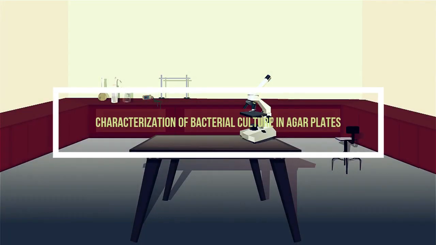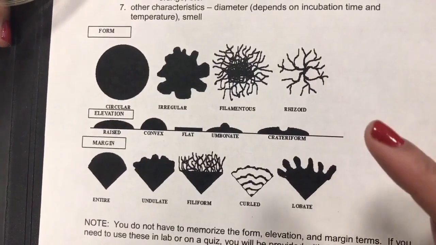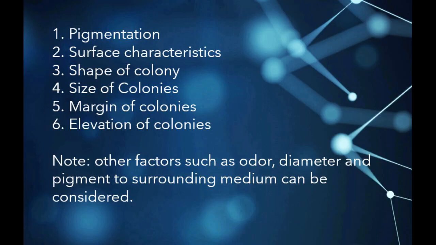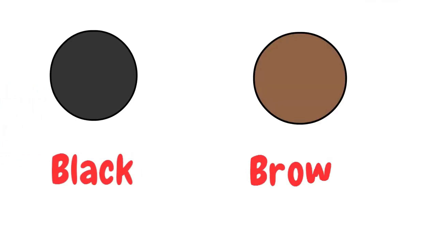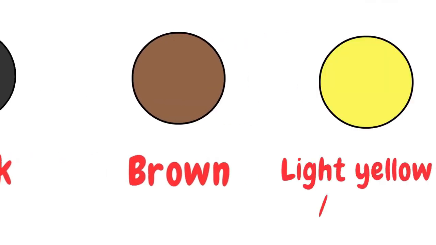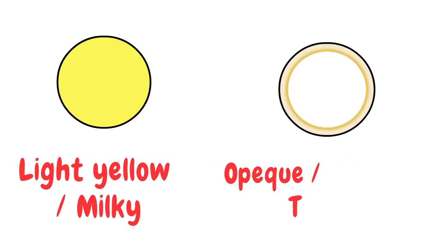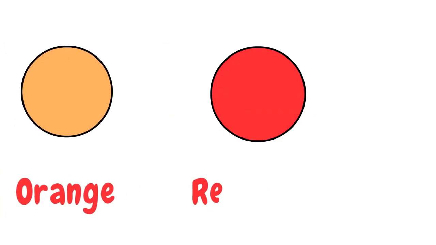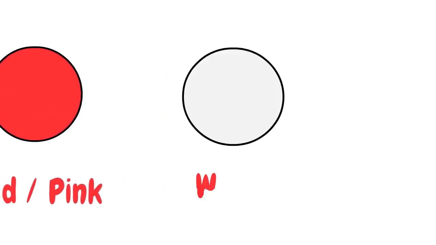Characterization of bacterial culture in agar plates. The factors used to characterize a culture in agar plate are as follows: pigmentation, surface characteristics, shape of colony, size of colony, margin of colonies, and elevation of colonies. Note that other factors such as odor, diameter, and pigment to surrounding medium can be considered. Pigmentation are commonly described as either black, brown, light yellow, or milky, opaque or transparent, orange, red, or pink, and white.